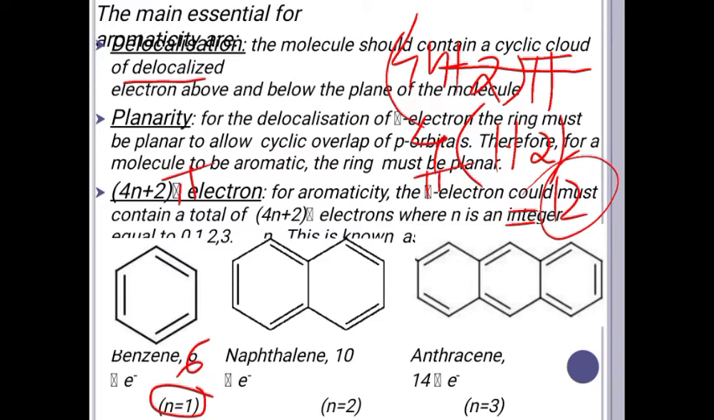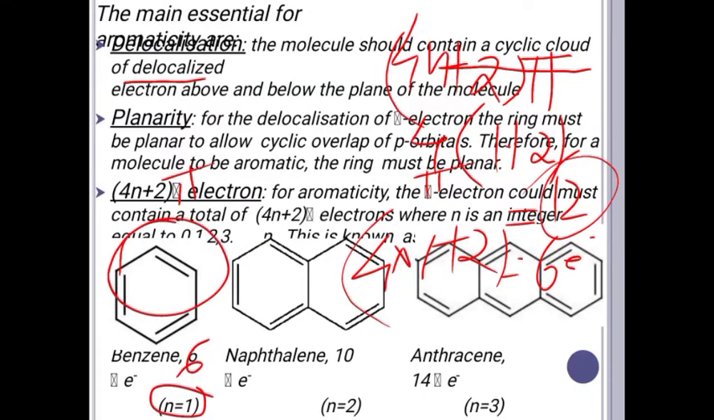The 4n plus 2 rule. So, 4 into 1 plus 2. This contains 6 electrons. If we take naphthalene, n equal to 2, it contains 10 electrons. Similarly, anthracene also contains 14 pi electrons. If we check the structure of benzene, here 2 electrons, here 2 electrons, here 2 electrons. So it is an aromatic compound.